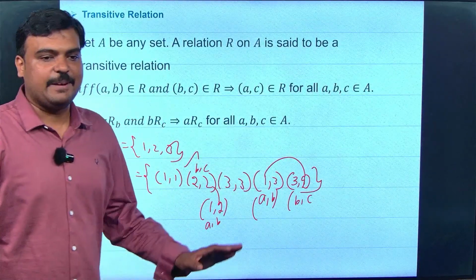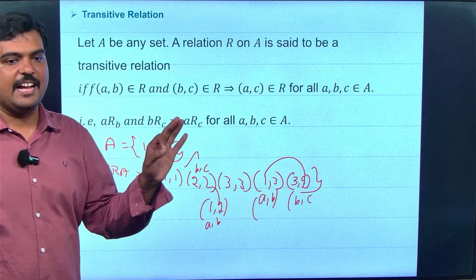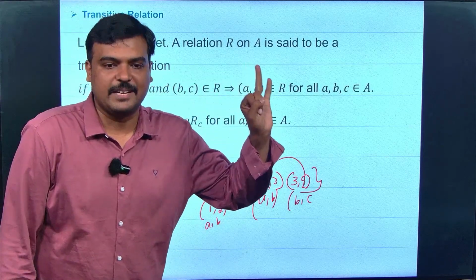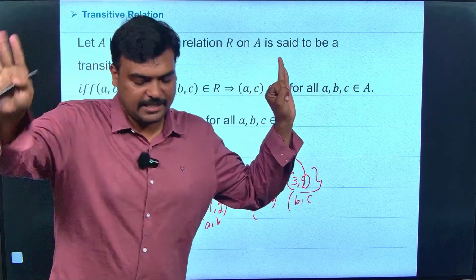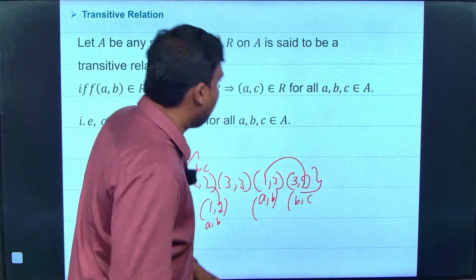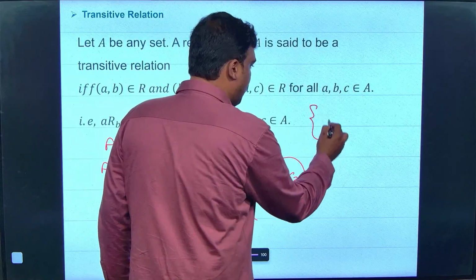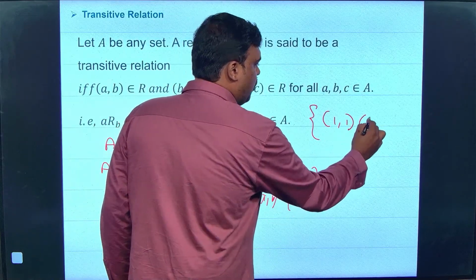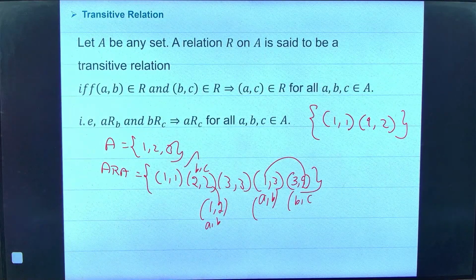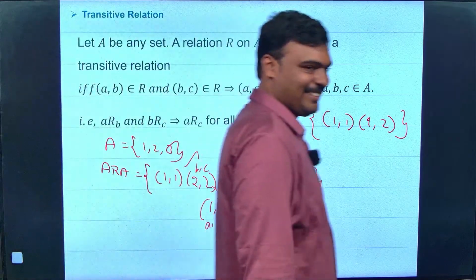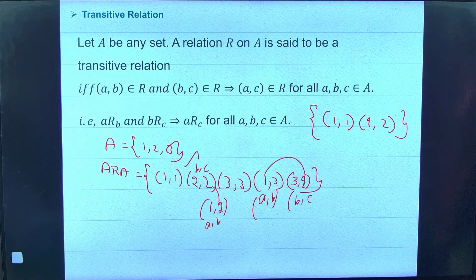Okay, it takes time, guys. Don't worry, it's nothing. Now, if (A, B) is there and (B, C) is there, I have to search for (A, C) too. Okay, I'll write another example: (1, 1), (1, 2). Whether this is transitive? No. Yes, it is. No, sir. It is transitive. Yeah, it's transitive.